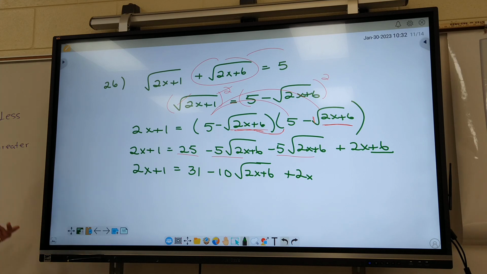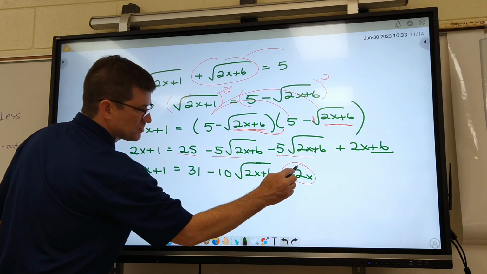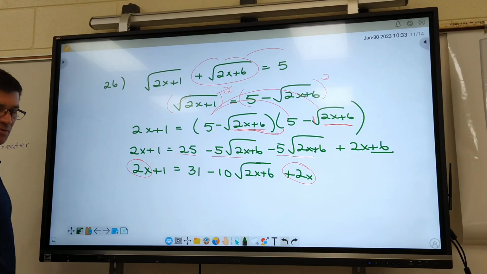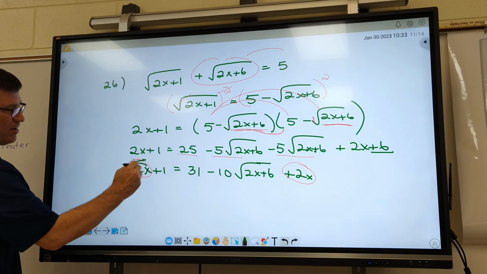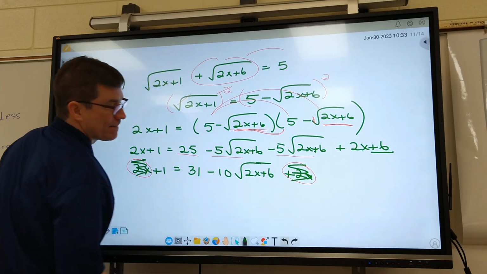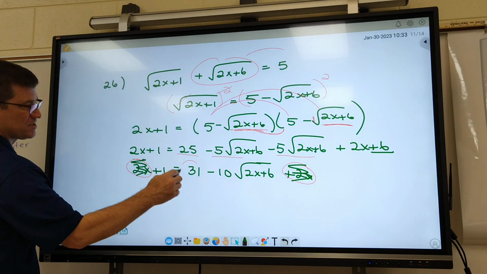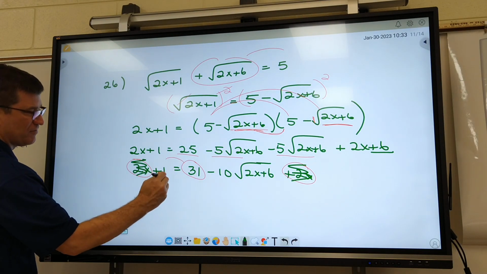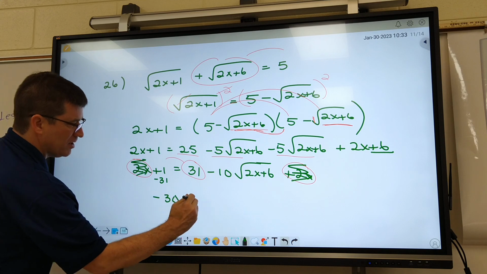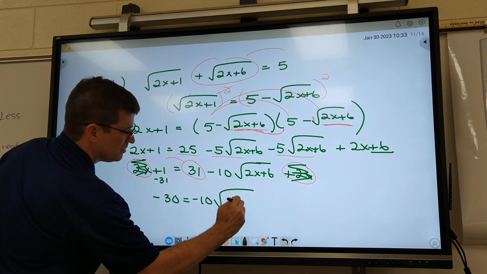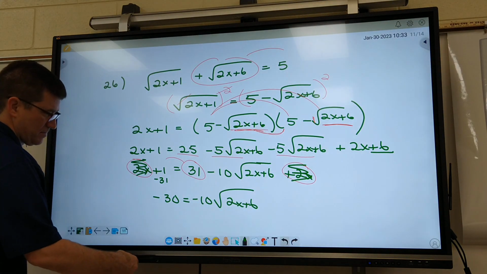All right, just like on the last problem, what's going to happen with this one when I move it over here and get it with that one? Cancel out. All right, we take positive 31, move it over, that's a negative 31. So I got negative 30 equals negative 10, 2x plus 6.